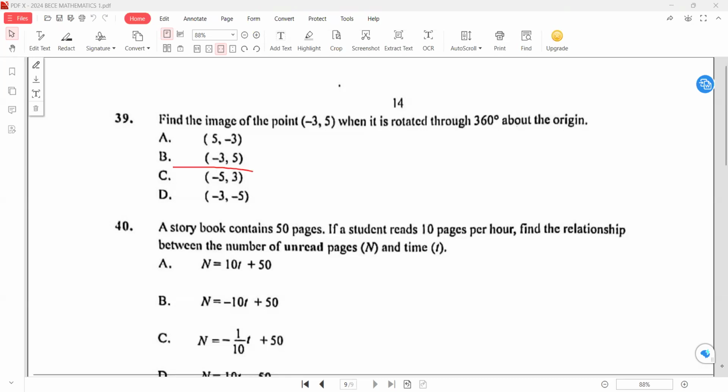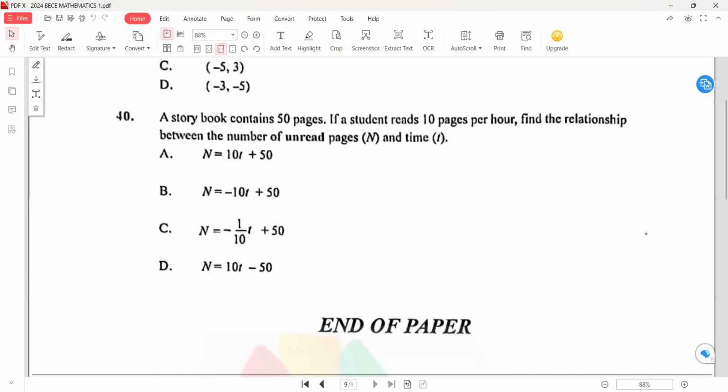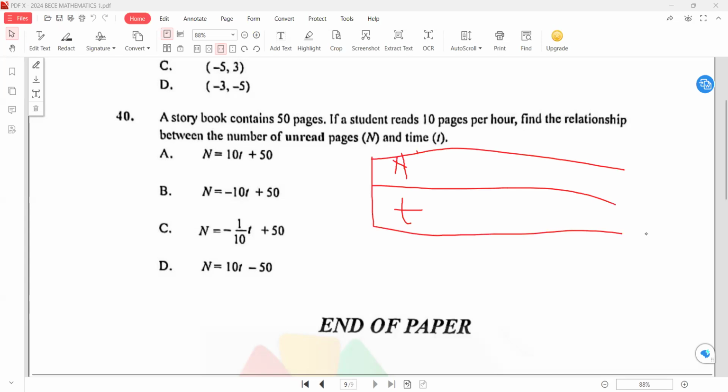Question number 40. A storybook contains 50 pages. If a student reads 10 pages per hour, find a relationship between the number of unread pages and time. So we can work this out. Every hour the student reads 10 pages. But we are looking at a relationship between the number of unread pages and time. So let's say unread pages n and then time t. So we can create a relationship between them here.